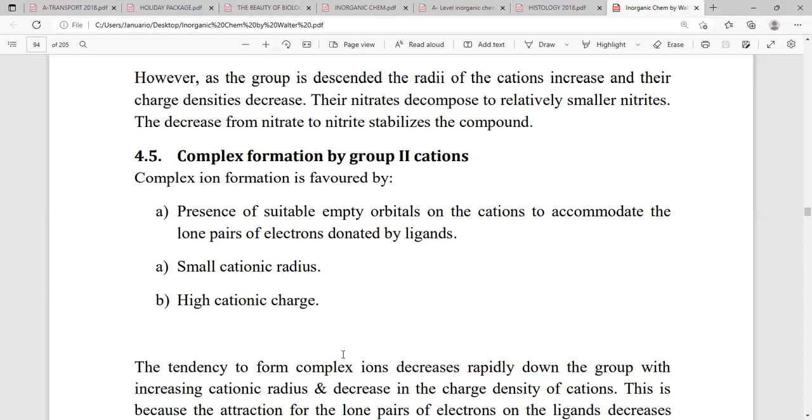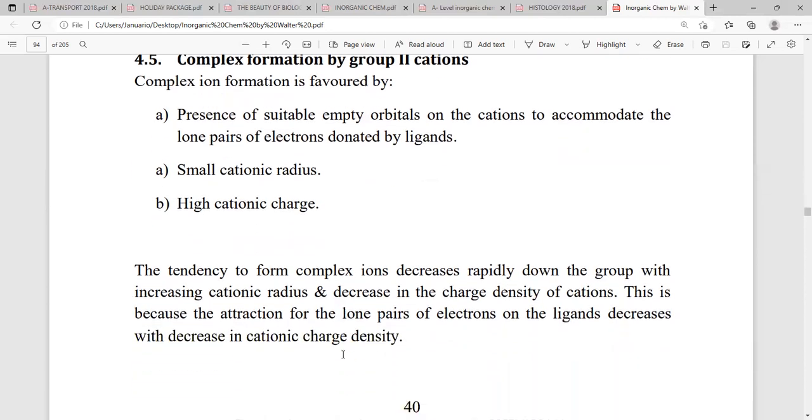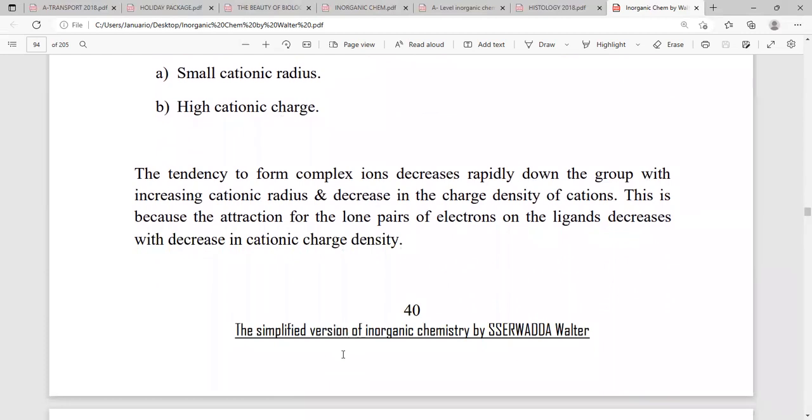They also need to have a small cationic radius and high cationic charge. That means elements which possess a bigger charge than the other ones easily form complexes than those which have a small charge. The tendency to form complex ions decreases rapidly down the group with increasing cationic radius and decrease in charge density of cations. That is because the attraction for the lone pairs of electrons on the ligands decreases with decrease in cationic charge density. So if the attraction of the lone pairs of electrons is less, then you don't expect the complex to be easily formed.